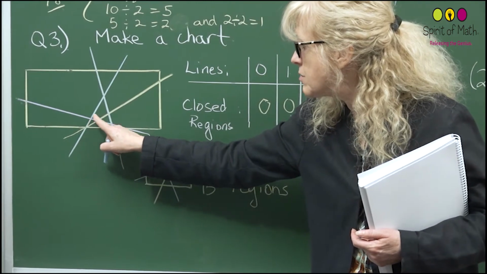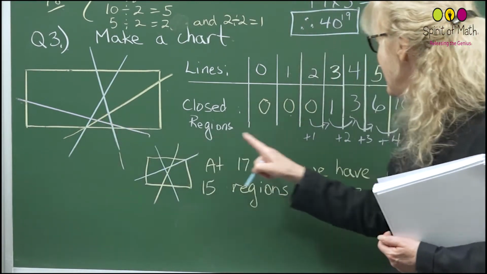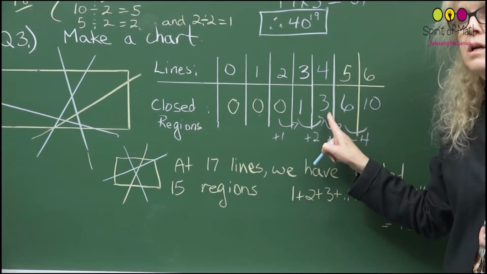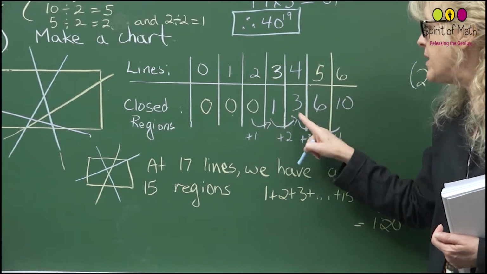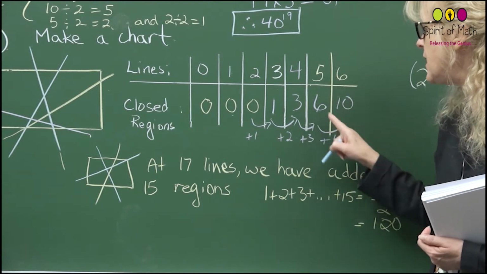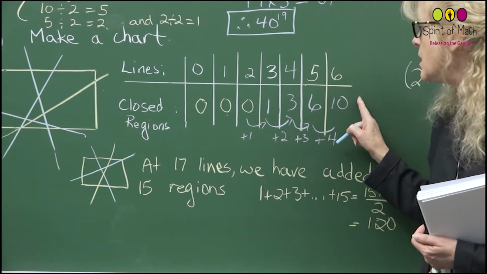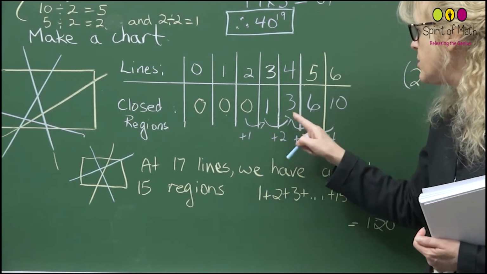number of closed regions, 1, 2, 3 closed regions. So I've written 3 here. And then you can see this add 1, add 2. Oh, it probably is going to be add 3, add 4, and it is. Okay, so as you add these in, you've got all those number of closed regions.